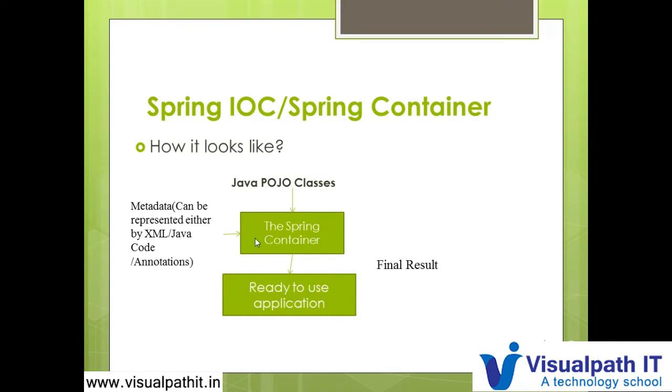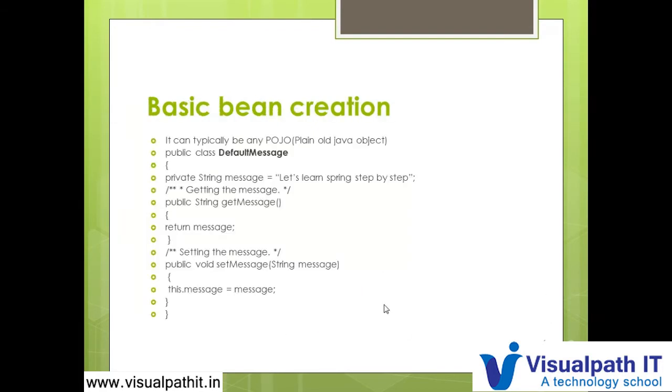So what is the additional thing along with this? The metadata, or the XML file, from where we inject the objects. Developers no longer need to create the objects. We are injecting all the objects from the XML here. So metadata is nothing but the configuration details, and together with the Java POJO classes it gets our application ready.